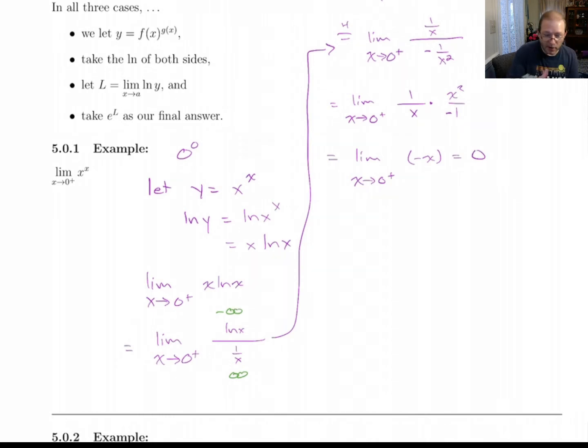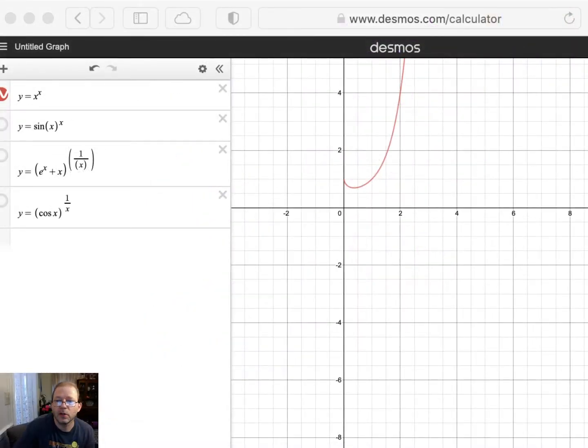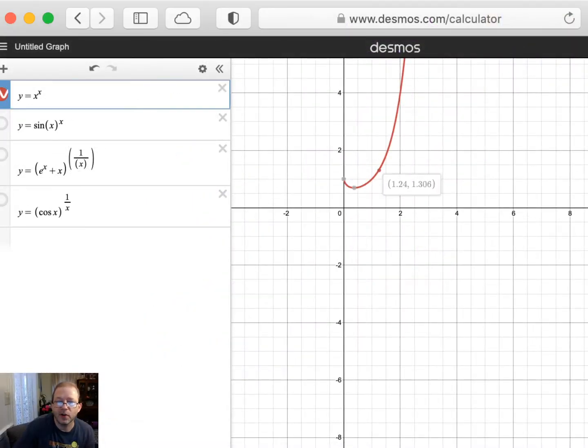And so that's not quite our final answer. For our final answer, what we have to do is e to the 0. That gives us 1. So our answer here is just 1. And we can check this by looking at Desmos. I've already got this graphed on Desmos. Here we go. If you look at this and you trace along this graph as x gets close to 0, y approaches 1. So sure enough, it works.